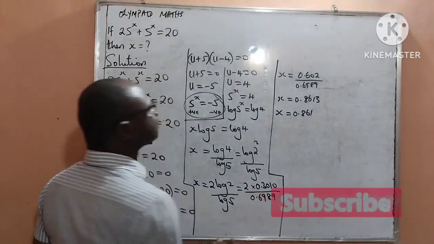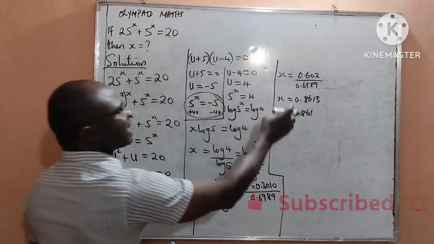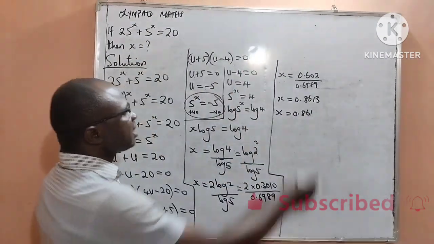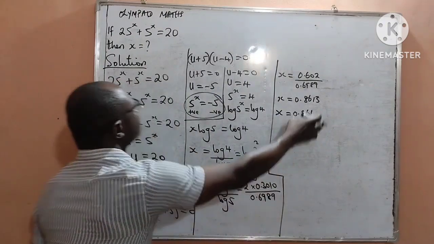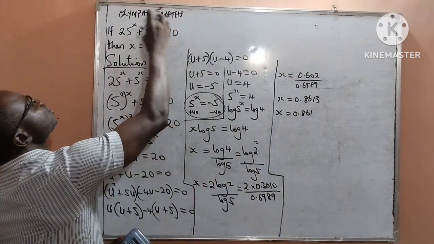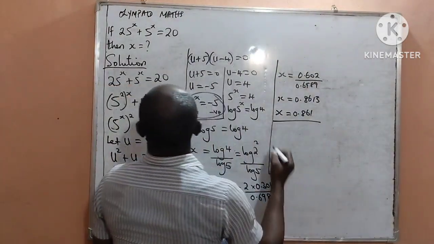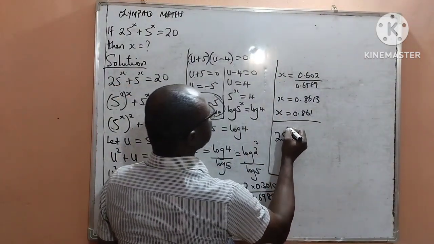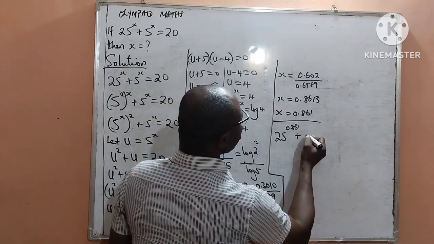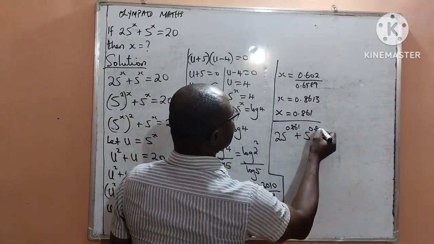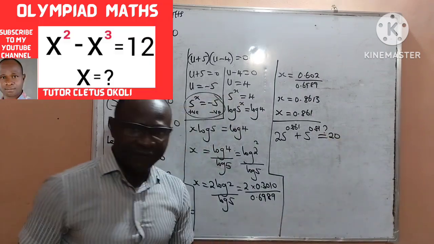I encourage you to find out if what we have solved as the value of x is correct by substituting the value of x which we have gotten into the positions of x in the given equation. That is a challenge for you. 25 raised to the power 0.861 plus 5 raised to the power 0.861. Is this equal to 20? I leave it for you to do.